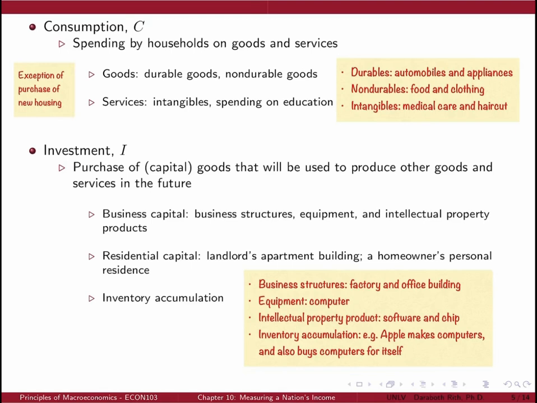Investment spending, denoted as I. This refers to spending on capital goods that will be used to produce other goods and services in the future. This includes business capital, such as factory buildings and equipment, residential capital, such as apartment buildings and personal residences, and inventory accumulation, such as stockpiled goods.